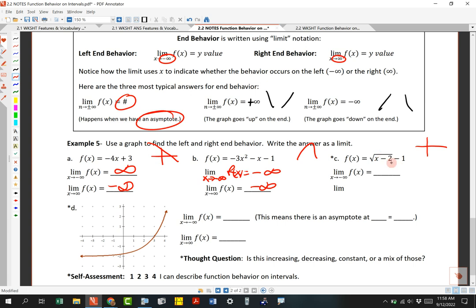We can sketch this. Right 2, down 1. Going to look something like that. Does it really have left end behavior as we go to negative infinity? It's not even part of its domain. So we're going to put NA there. Right end behavior, we're going to fill that in. So as x goes to infinity, f of x approaches... What happens to this square root graph the further we go out to the right? It slowly gets bigger and bigger and bigger. So that's going to be positive infinity.